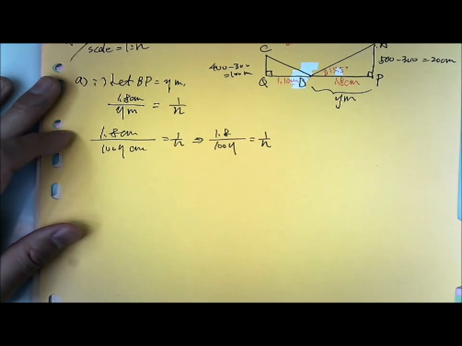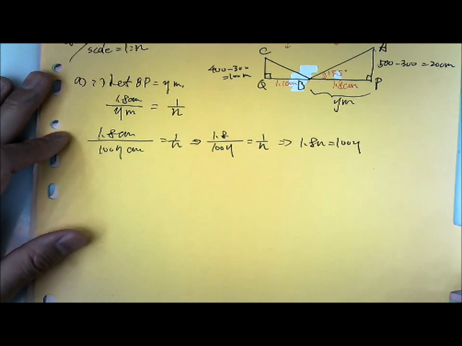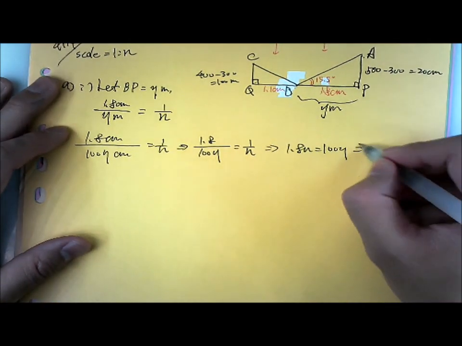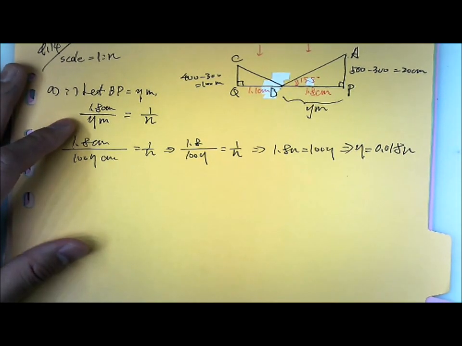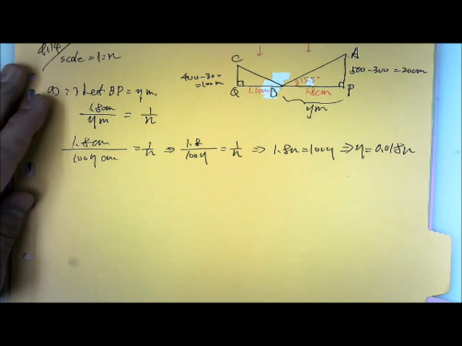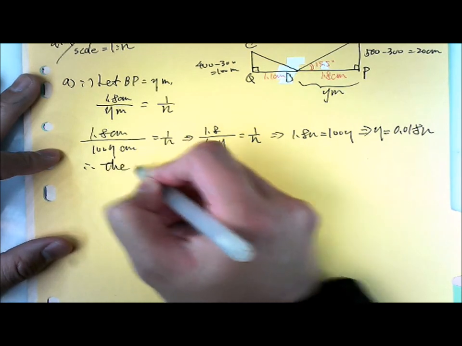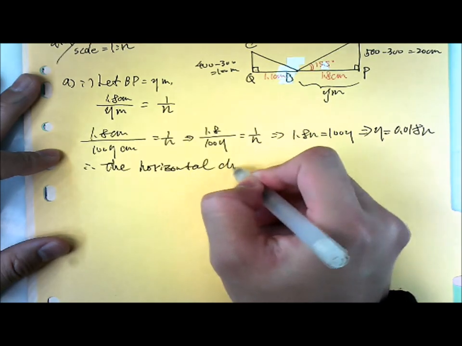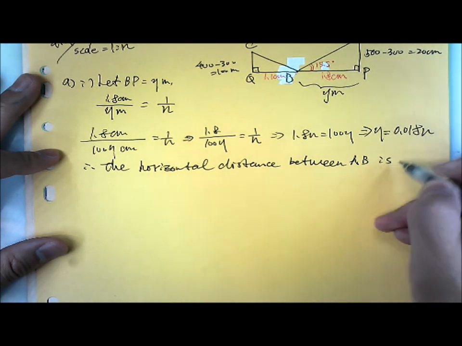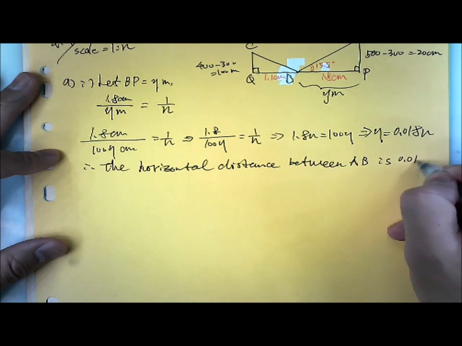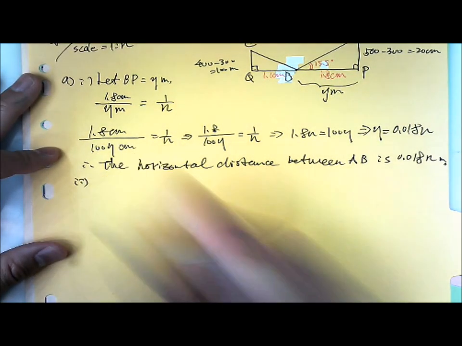Now you have to calculate y. How to calculate y? You do the cross. Understand? 1.8n equals 100y. You have to calculate y, so you divide 100 on both sides, and you got y equal to this divided by 100. So this is the y. Understand? So make conclusions and answer the question. The horizontal distance between A, B is 0.0818 m. This m is the unit. Understand?